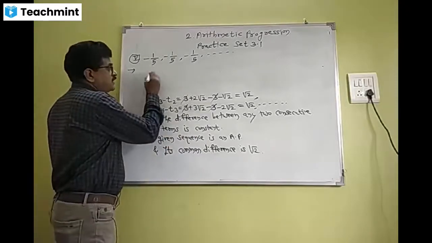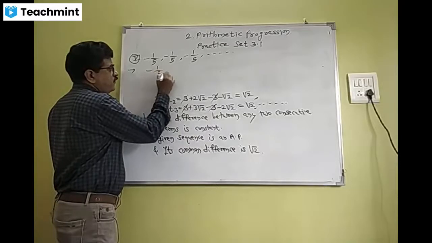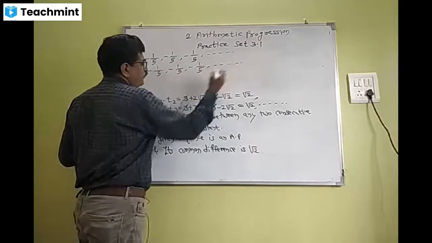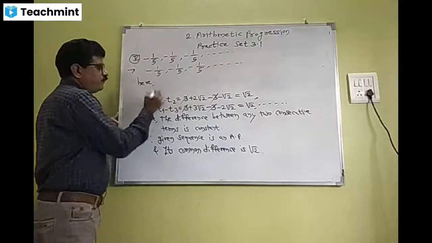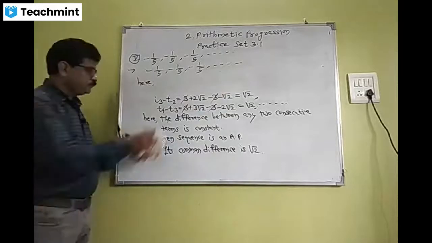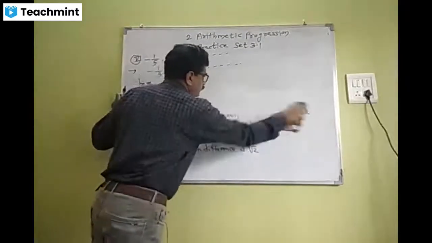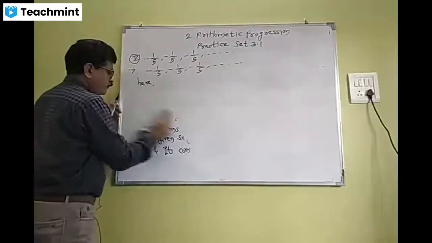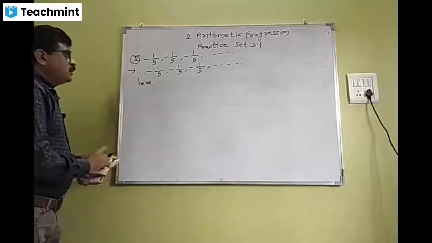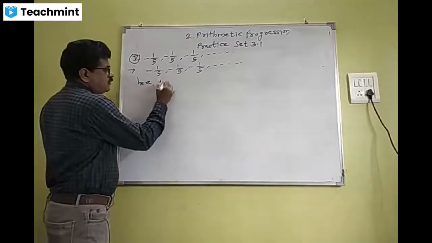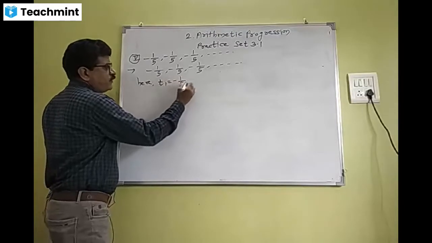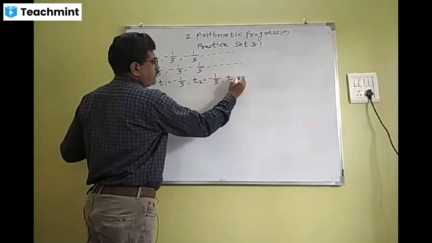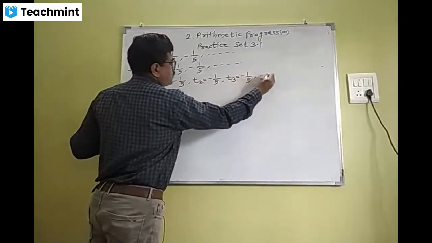Write down. First write down given as it is: minus 1 upon 5, minus 1 upon 5, minus 1 upon 5 and so on. Now write down terms. First term T1 is equal to minus 1 upon 5. T2 is equal to minus 1 upon 5. T3 is equal to minus 1 upon 5 and so on.